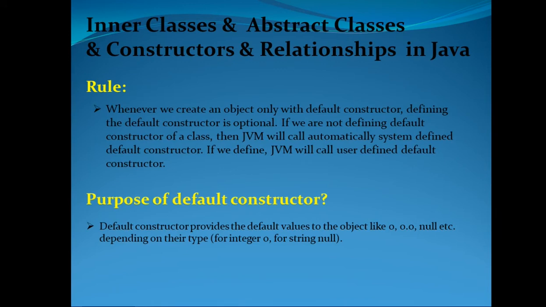Rule: whenever we create an object with only the default constructor, defining the default constructor is optional. If we are not defining a default constructor for a class, then the JVM will automatically call the system-defined default constructor. If we define one, the JVM will call the user-defined default constructor. Purpose of the default constructor: it provides the default value to the object, like 0, 0.0 or null, etc., depending on the type.